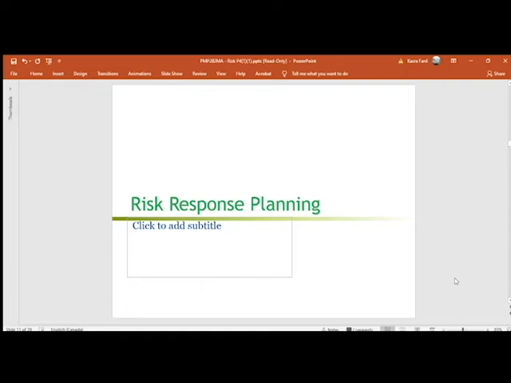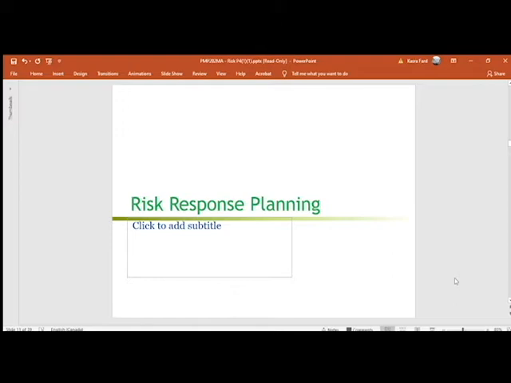Now we're going to take a look at risk response planning. So what is risk response planning? It's the process of determining how to deal with known risks. So we are focusing here on known risks, and we will be identifying and assigning one person to each risk. So we have to estimate the resources required to handle the risk as well.